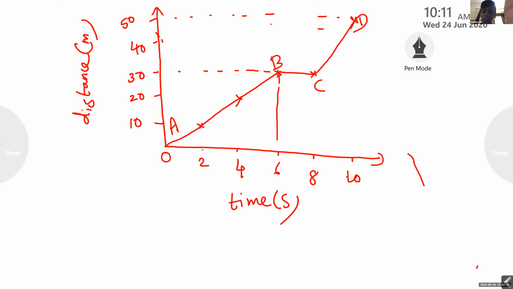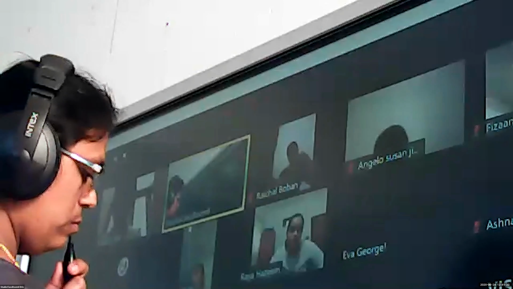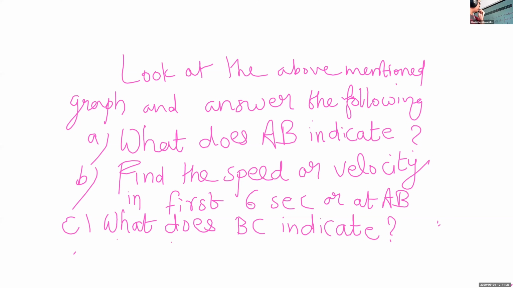Ma'am, I cannot see the questions. Okay. Read the second question. You did not copy this while I am writing on the board, Nabil. Don't give me excuses. You are in 9th standard. I don't want any excuses. You have to be very fast. Now read that second question, Nabil. Find the speed or velocity in the first 6 seconds or at AB.